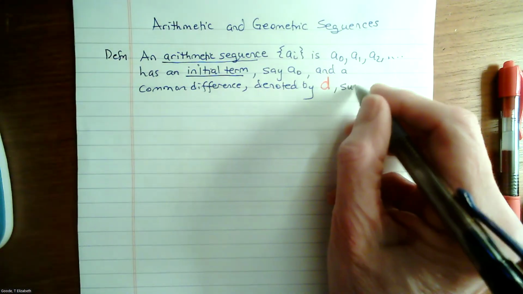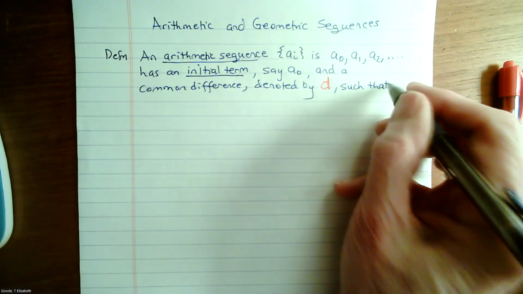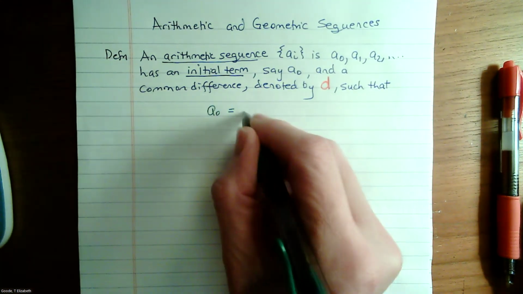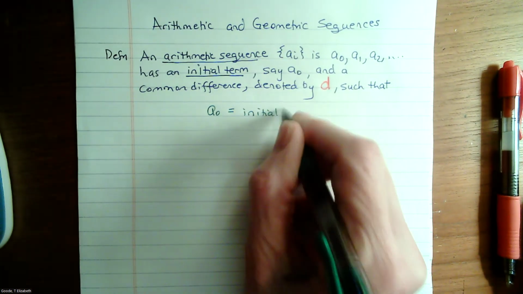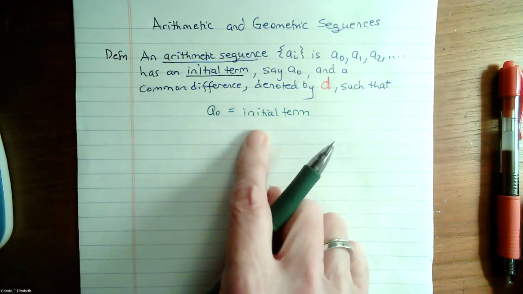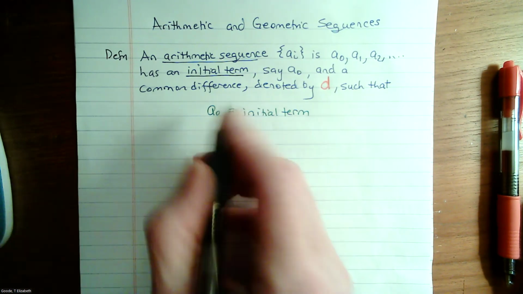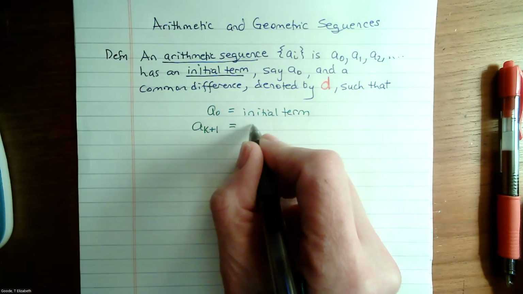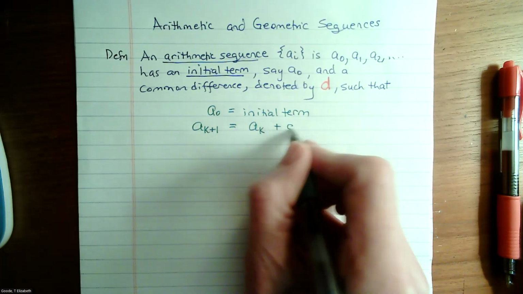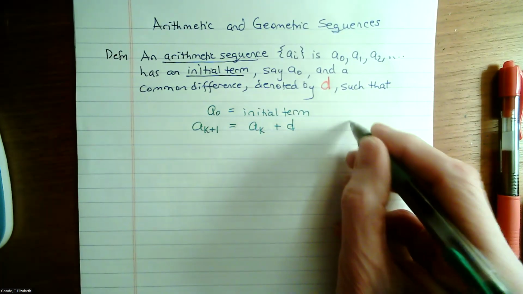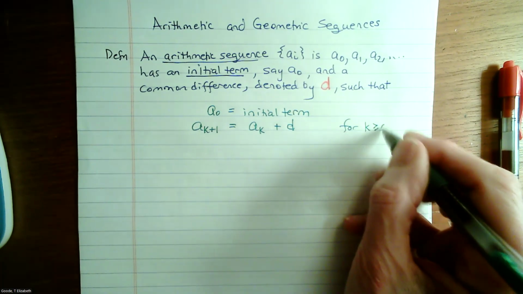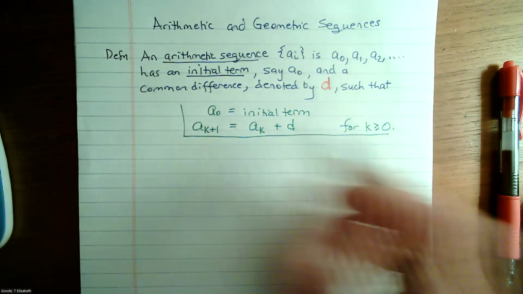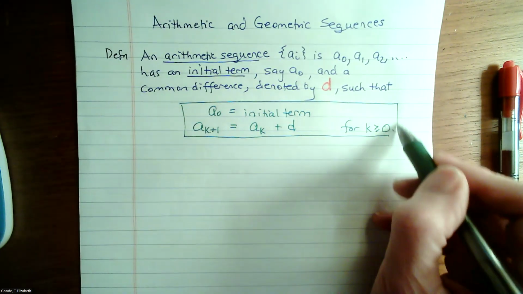Such that we get that a0 is the initial term. I think in the notes that are posted, this is in red, but I think it shows up better in green here on camera. And then a sub k plus 1 is a sub k plus d. And this works for k greater than or equal to 0. So let's just check that that makes sense for it to work for k greater than or equal to 0.